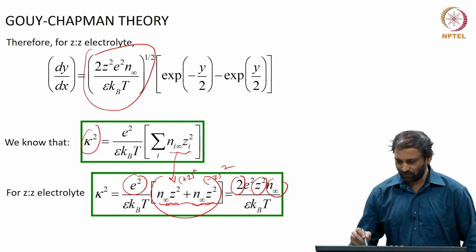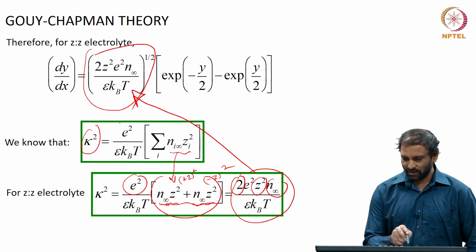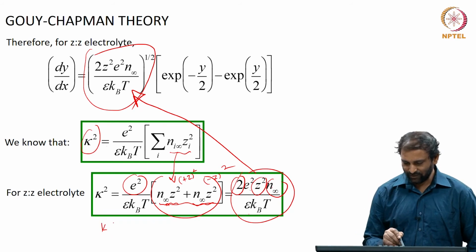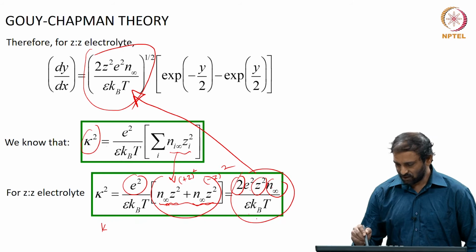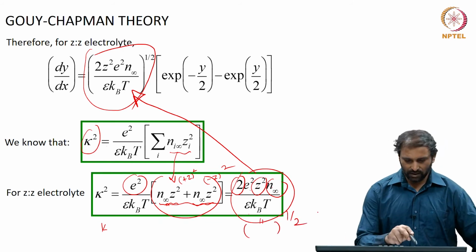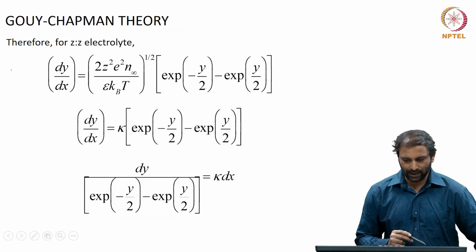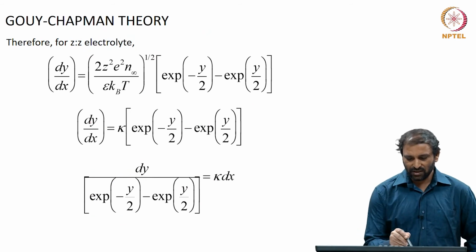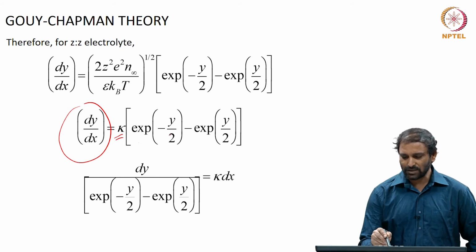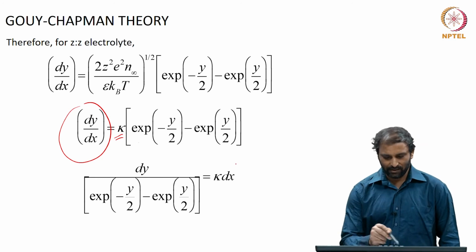and I have of course e square divided by epsilon kBT. Okay. So, now if you look at this expression and compare it to this, so what you essentially have is, if I take the square root on both sides, kappa is same as this term raised to the power of 1.5. Okay. So, this particular expression which is valid for z is to z electrolyte, I can write as dy by dx is equal to kappa times exponent of minus y by 2 minus exponent of y by 2.